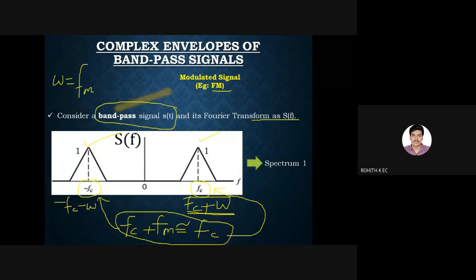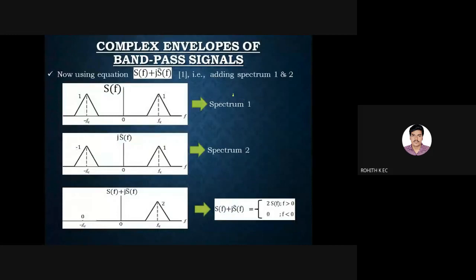In the previous slide, we saw the S(f) spectrum. When I add these two spectrums, this is the resultant spectrum. It is very easy to add these two spectrums. At minus fc, the amplitude here is 1, but here it is minus 1, so 1 minus 1 is 0. At plus fc, the amplitude here is 1 and here also it is 1, therefore you will get 2. If I want to illustrate this spectrum in the form of an equation, it is 2S(f) for positive frequency, and for zero or negative frequency, we don't have any signal. So this is the resultant spectrum.